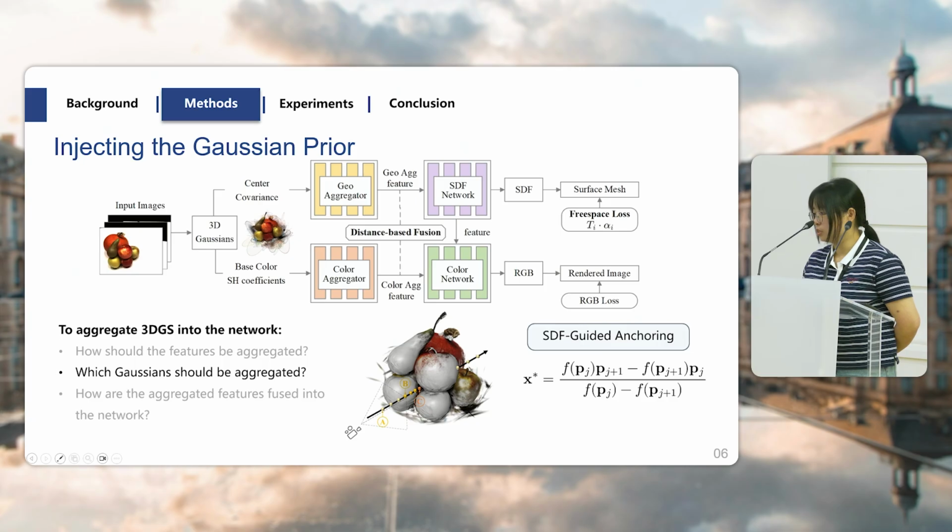Okay, the second question is which Gaussians and where to fuse them. This comes down to the anchor. The anchor decides where features are injected, so it must land precisely on the surface.